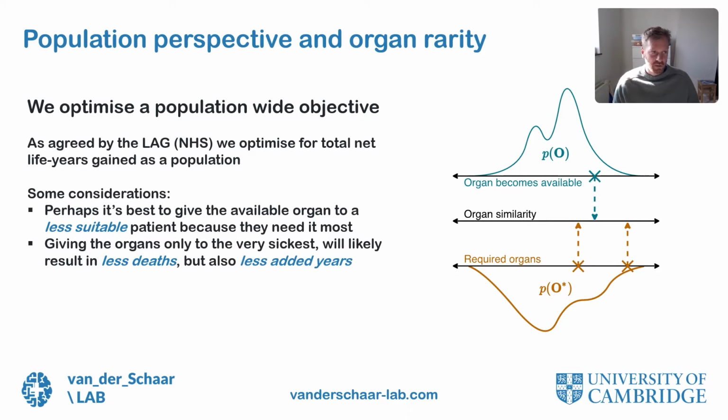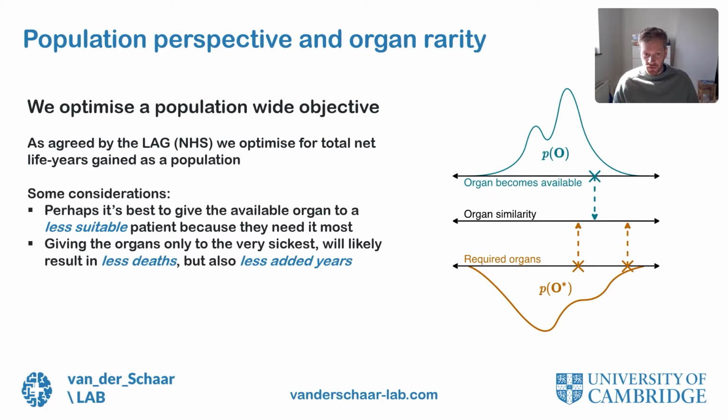We take a population's perspective in our work on individual treatment effects and organ transplantation. For instance, we optimize a population-wide objective that is agreed upon by the Liver Advisory Group by the NHS. We optimize for the total net life years gained as a population. That means we want to optimize life years on the waitlist as well as after the waitlist. Some considerations in this is perhaps it's best to give the available organ to a less suitable patient because they need it most. We have built a figure for this on the right.